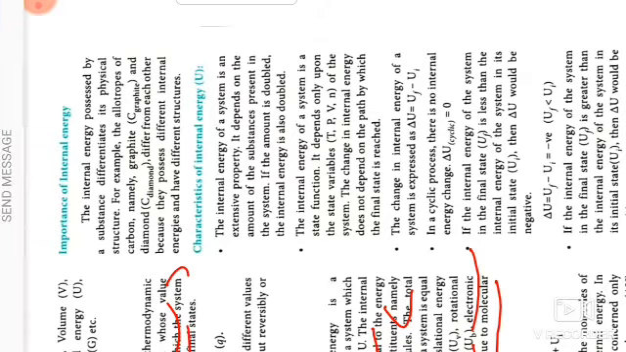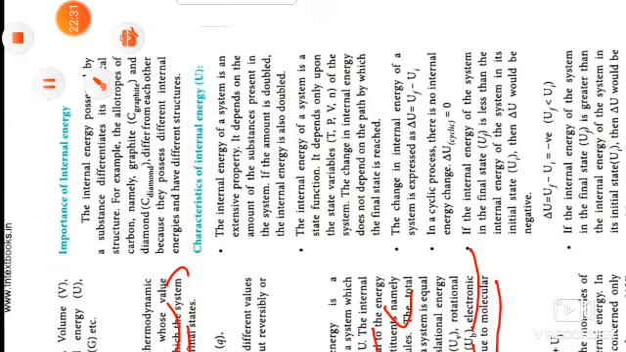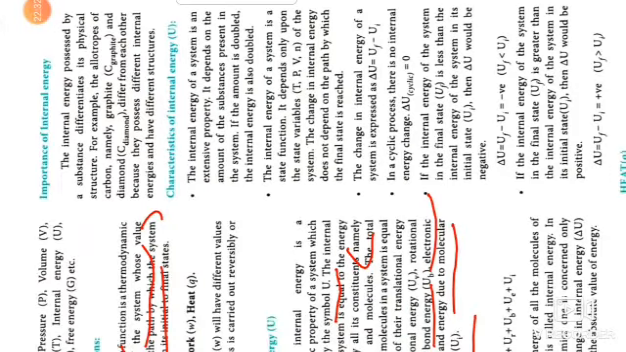The internal energy possessed by a substance differentiates its physical structure. Allotropes of carbon, namely graphite and diamond, differ from each other because they possess different internal energy and have different structures. Next we are going to see the characteristics of the internal energy. So what are the characteristics of the internal energy?